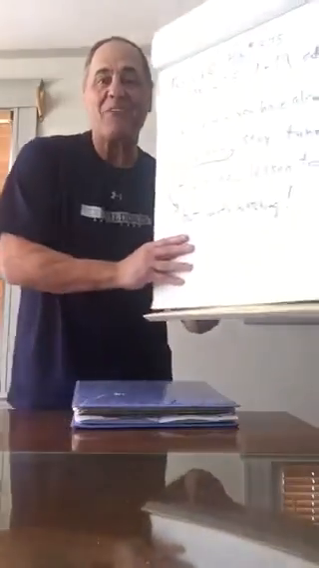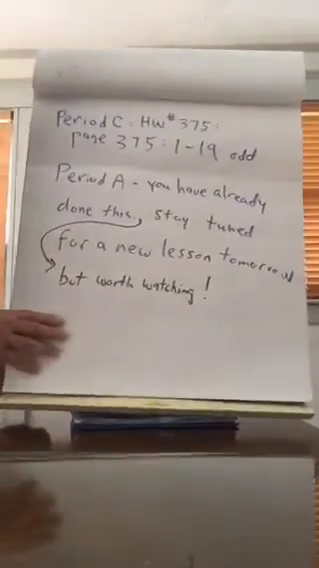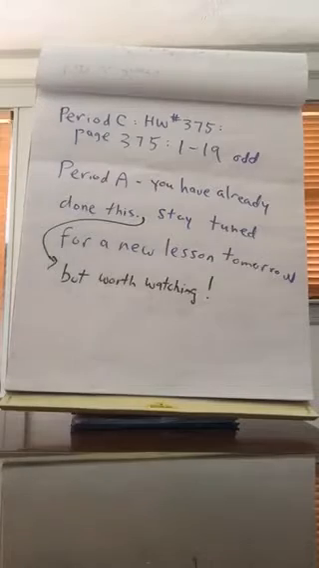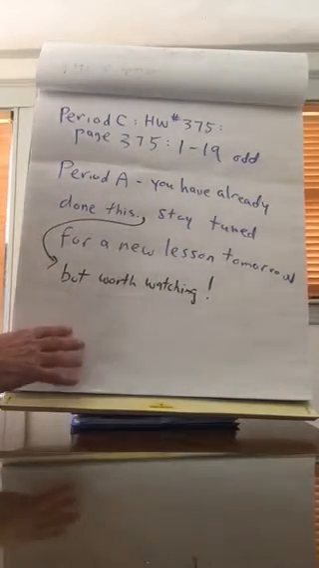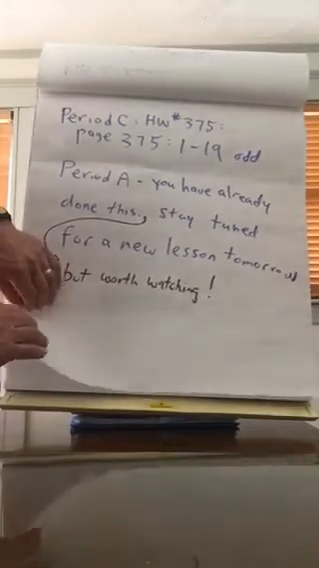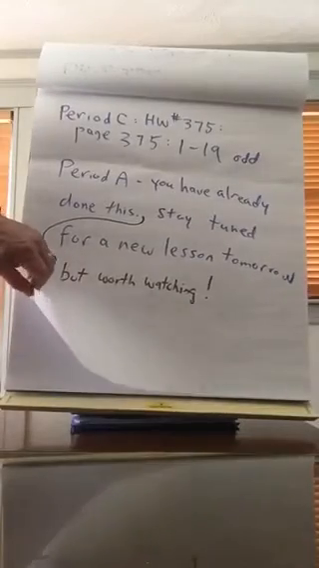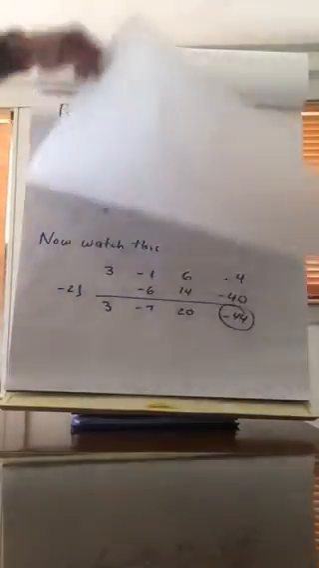So let's take a look at page 375 homework. All right, so you got 1 through 19 odd. The page is posted on the GC, and that's what we just said. So stay tuned for these videos or messages where I'll start posting worksheets every day.